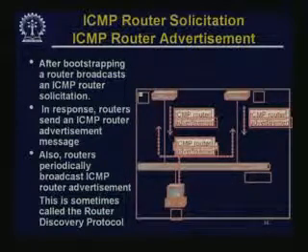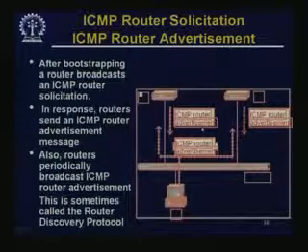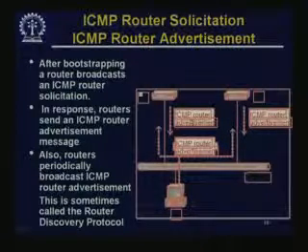One other thing is ICMP router solicitation and ICMP router advertisement. Suppose a router is switched on for the first time, how will other routers know that this router has come up? Since these other routers did not know about the existence of the new router, they were not sending it any message or trying anything with it at all. So, after bootstrapping, a router broadcasts an ICMP router solicitation. That means it says, here I am, a new guy, who are the other people around me. So, it advertises itself and solicits ICMP messages from the neighboring routers.